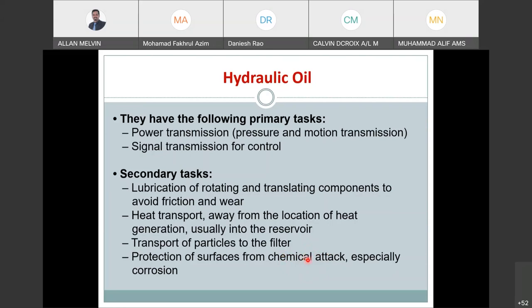Chemical attack, if not handled properly, will create a problem like corrosion. Imagine what will happen if corrosion happens inside. It will form a layer of oxide and your system will not become efficient after some time. Tiba-tiba ada bunyi, tiba-tiba stuck. Your whole operation will have problems. Always we expect something to move smoothly. Cuba bayangkan, your car suddenly has corrosion inside your engine. What will happen?